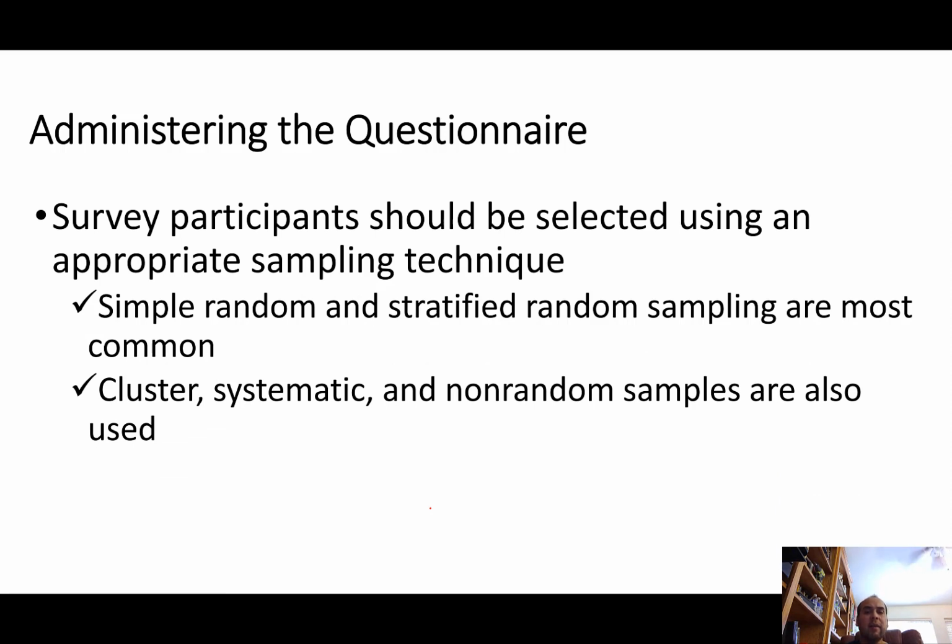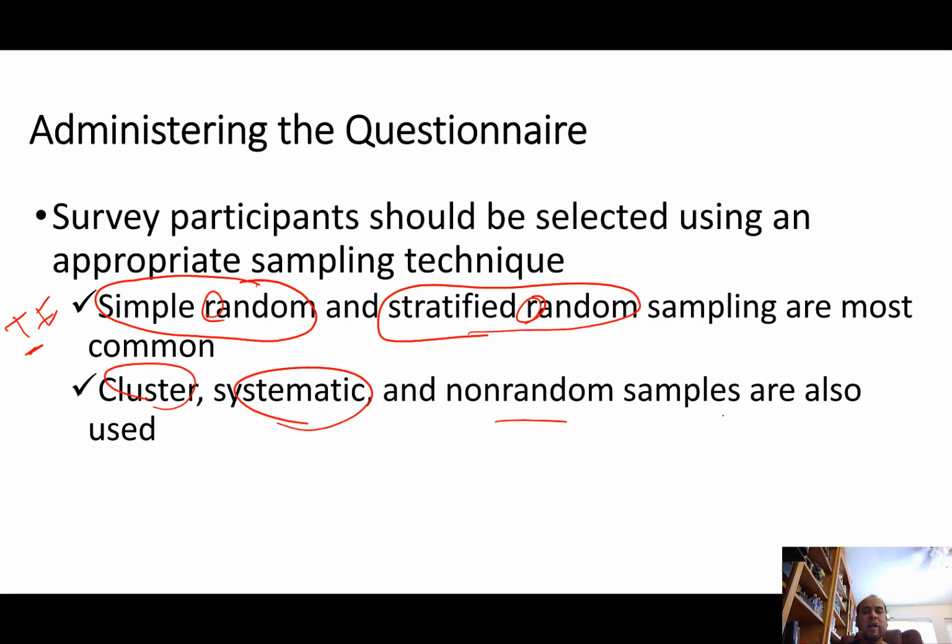Administering it. You are going to administer it through sort of a random sample, simple random. Remember, that's true experimental, as we talked about. And then a stratified random could also be true experimental, actually. Anytime you see random assignment, a lot of the times we're talking about true experimental, okay? Or you can have cluster, systematic, non-random samples, as we say. These are quasi-experimental.